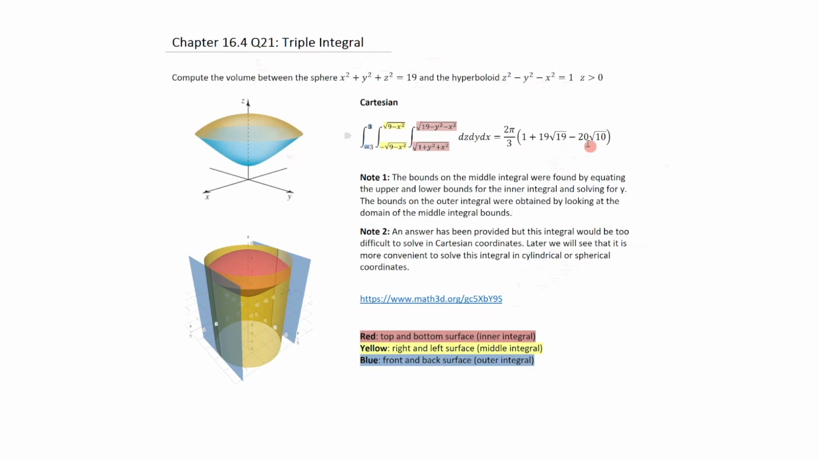So the answer is provided here, but again, I didn't solve it. It's quite a laborious procedure, but we'll find that this is much easier to solve in either cylindrical or spherical coordinates. If you want to look at the surfaces here, the outer integral is two planar surfaces. The middle integral is basically these two semicircles, divided by these black lines. And the upper surface on the innermost integral is this, and the lower surface is the one you can barely see here at the bottom.